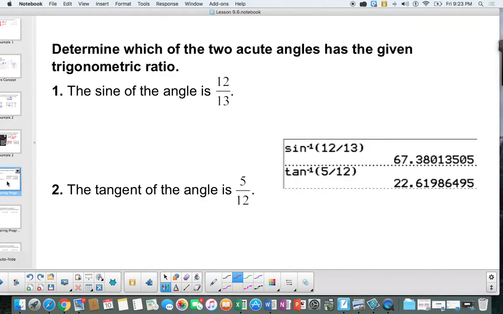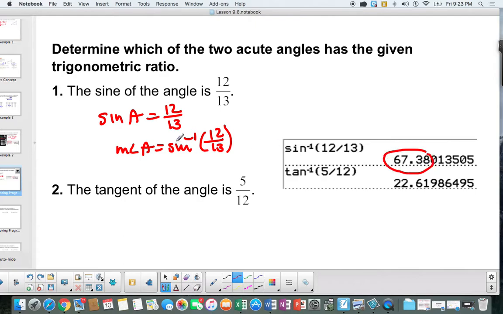All right, we can do this again with fraction form as well. So the sine of some angle is equal to 12/13. To find that angle, we're going to take sine inverse of 12/13. The calculator can take a fraction, and you can see this will be the answer. It'll be around 67.4 degrees.